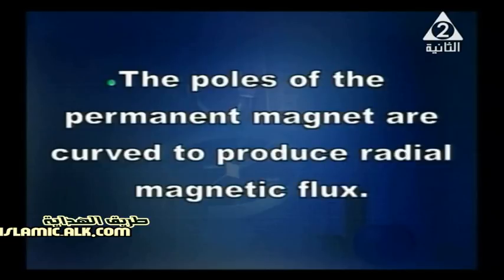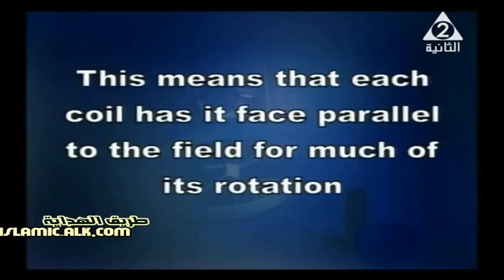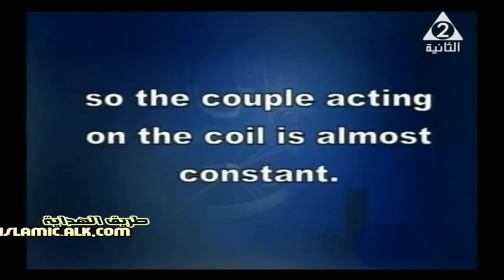The poles of the magnet also should be curved to produce radial magnetic flux. And this means that each coil has its face parallel to the field for much of its rotation. So the couple acting on the coil is almost constant and maximum, of course.